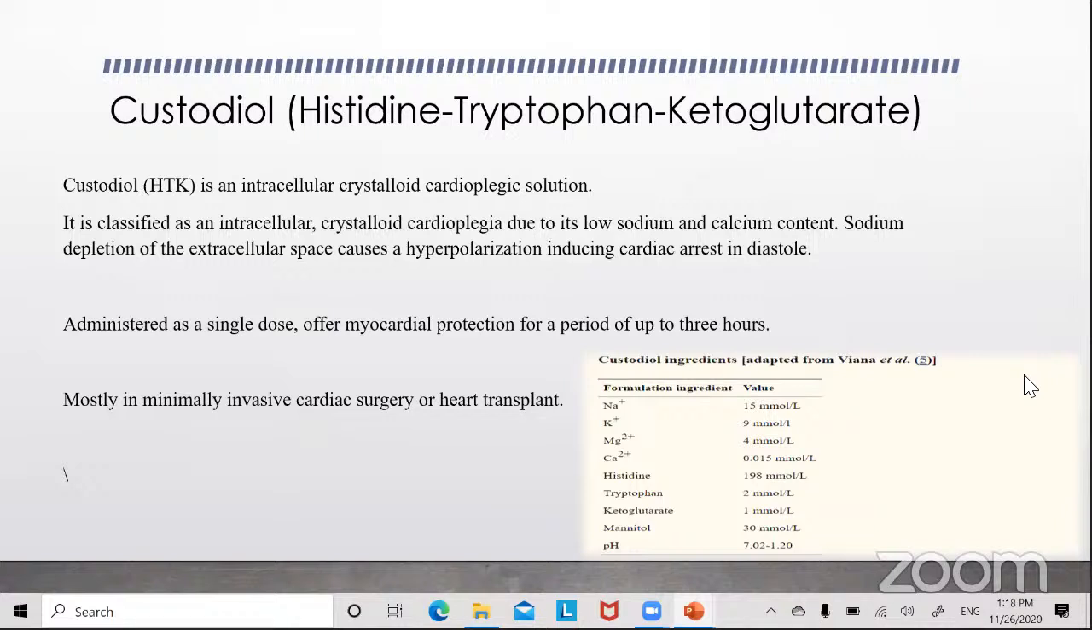A high histidine content buffers the acidosis caused by the accumulation of anaerobic metabolism during the long ischemic period. We have ketoglutarate, which improves ATP production during reperfusion. Tryptophan stabilizes the cell membrane. Mannitol decreases the cellular edema and acts as a free radical scavenger.